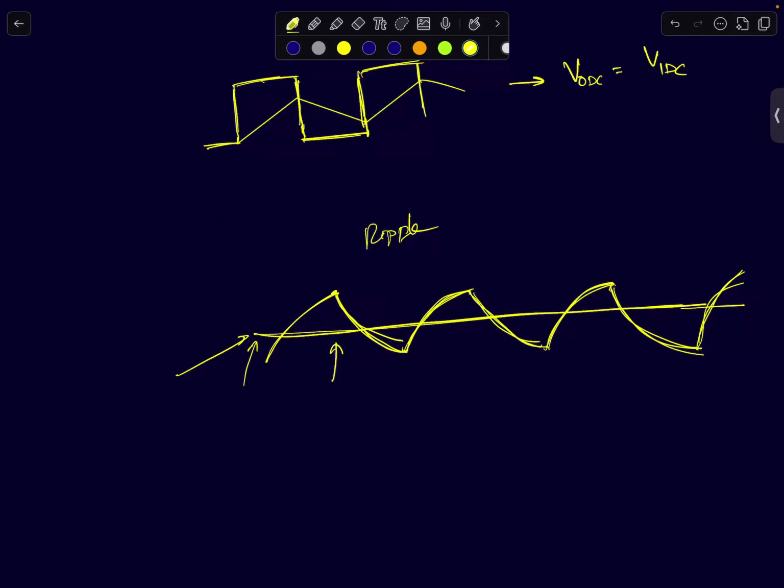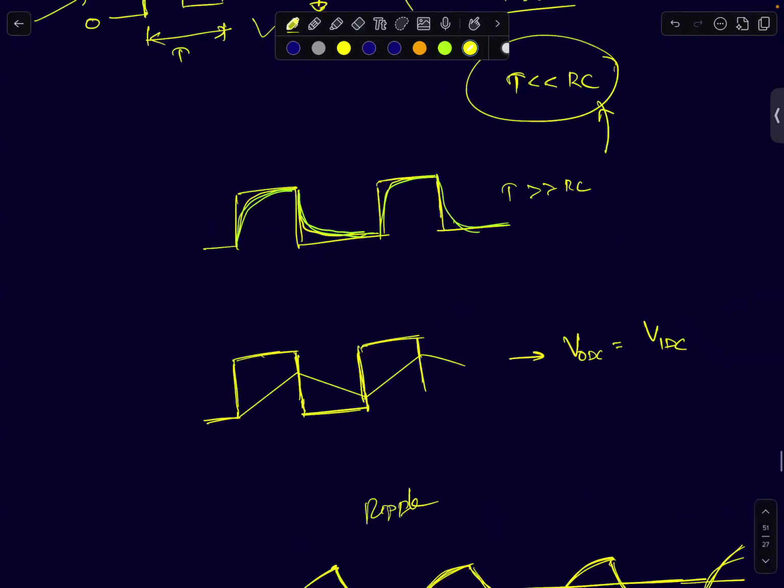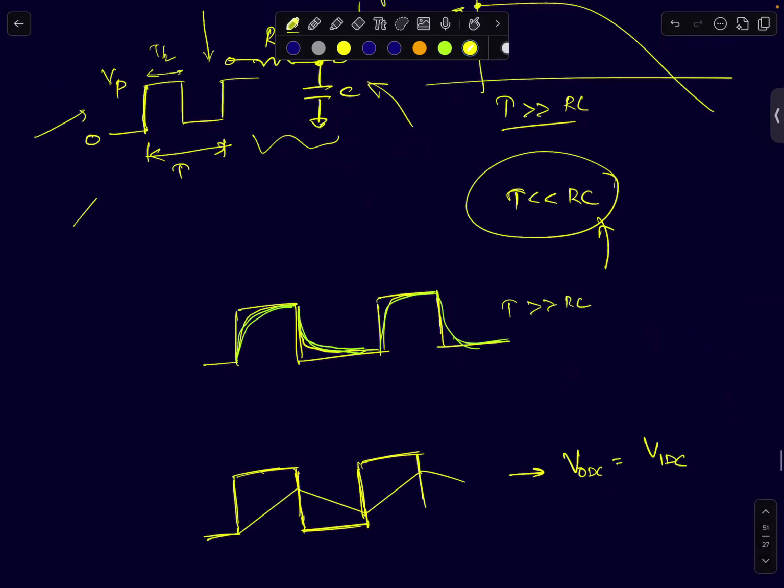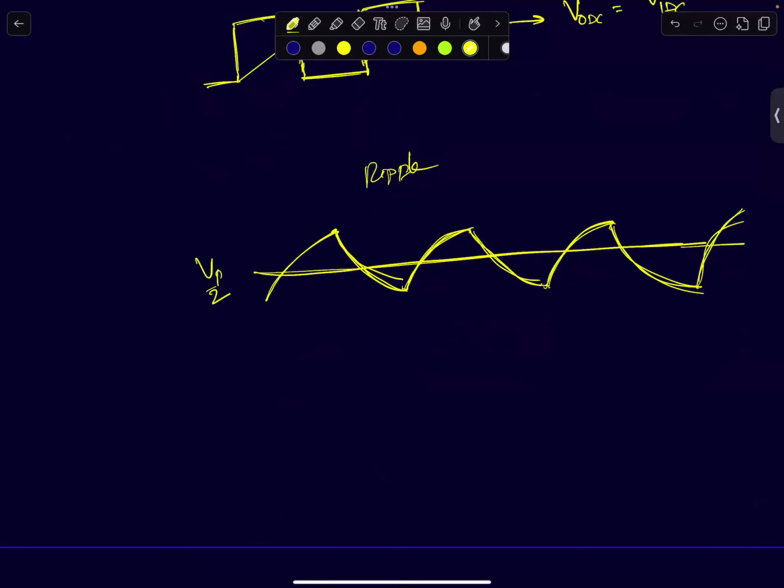So this DC average, what do you think this value will be at the output waveform? Given that the input signal looks like this, Vp by 2, right? This will be Vp by 2.